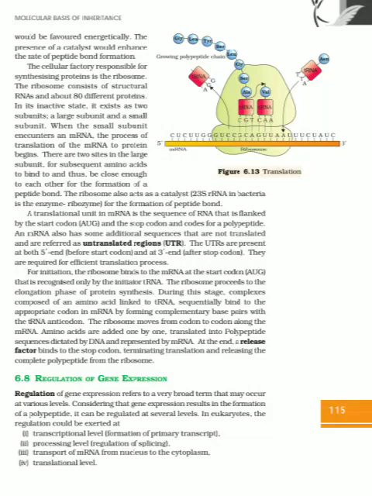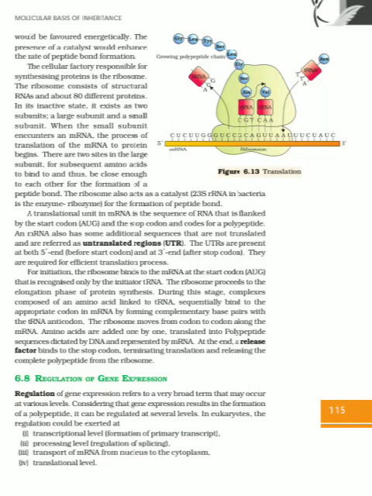Initiation: the ribosome binds to mRNA at the start codon AUG, which is recognized only by the initiator tRNA. The ribosome proceeds to the elongation phase of protein synthesis. During this stage, complexes composed of an amino acid linked to tRNA sequentially bind to the appropriate codon in mRNA by forming complementary base pairs with the tRNA anticodon.